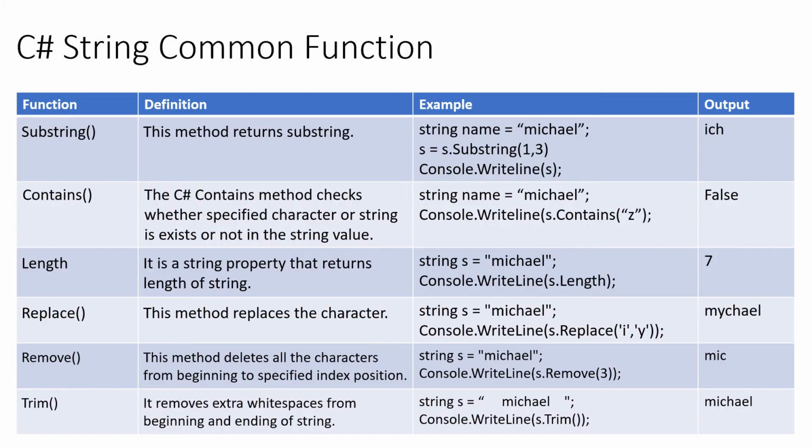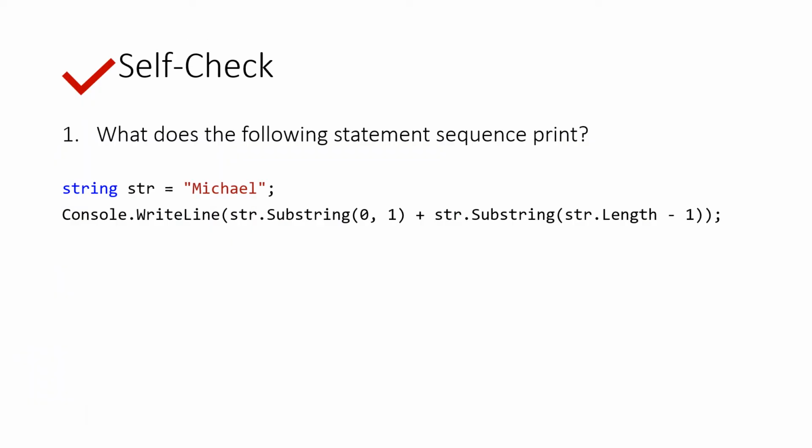Here are some of the common functions used in C#. We have here substring, contains, length, replace, remove, and trim functions. For our self-check, what does the following statement sequence print? Comment your answer below.